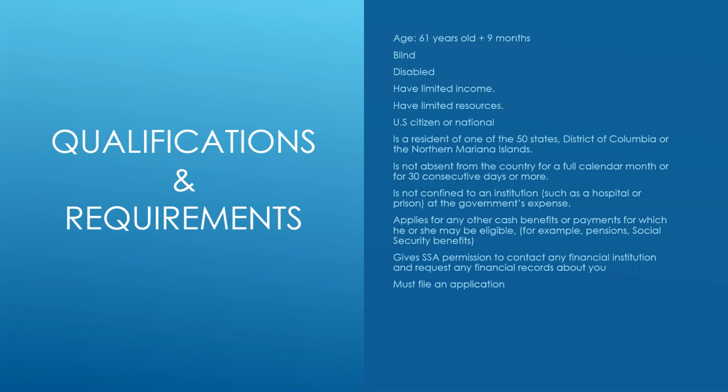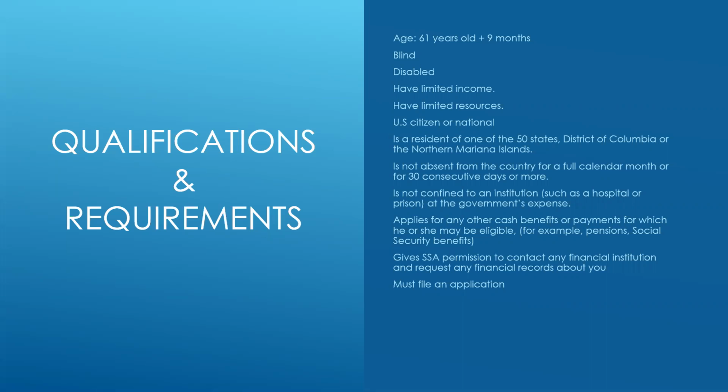Next, we have the qualifications and requirements. So the age is 61 years old plus 9 months. You can be blind, you can be disabled, you can have limited income, you can have limited resources. You have to be a U.S. citizen or national, you have to be a resident of one of the 50 states, District of Columbia, or the Northern Mariana Islands.